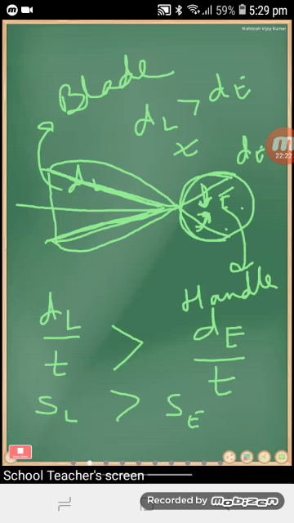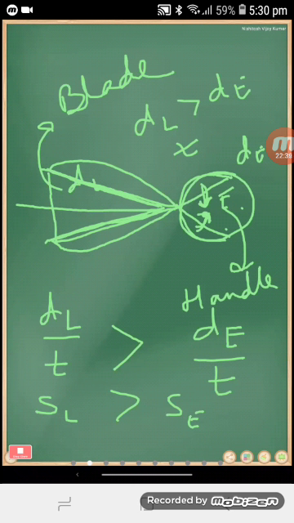So what happened? It is not changing or multiplying our effort. It is basically increasing the speed, and therefore it is used as a speed multiplier.